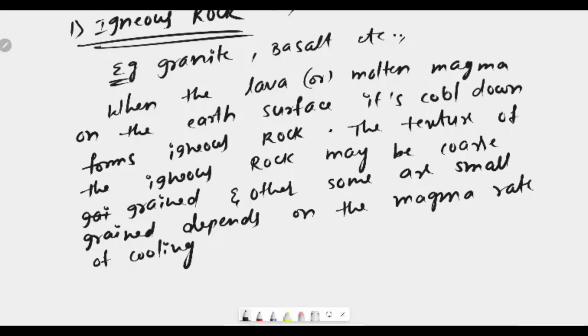And also, these are the primary or first formed rocks.